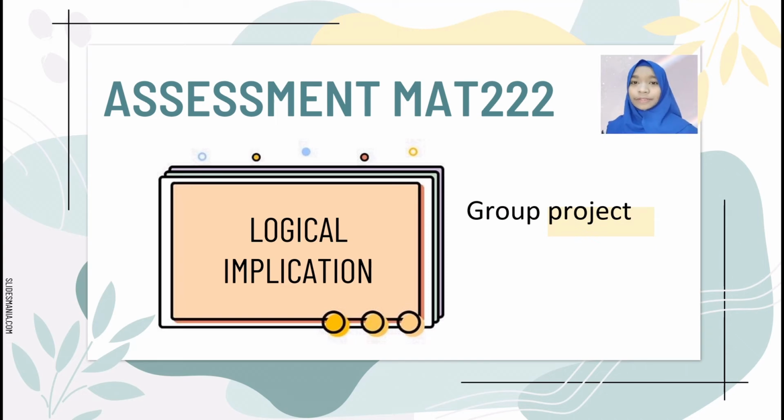Today we'll present our chosen topic for assessment 2, which is the group project for the Mathematical Logic and Proving Technique subject, MAT222. We have chosen topic 2.4, logical implication, as our topic.